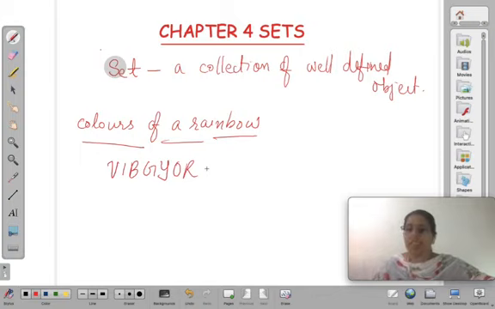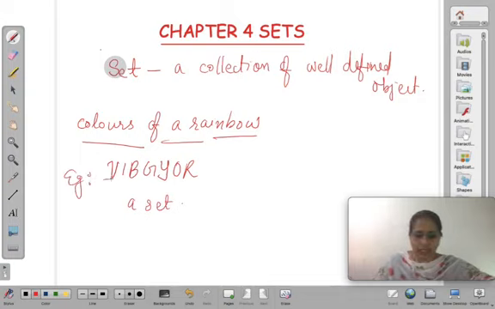Okay, it is well defined. We can see 7 colors in a rainbow and it is well defined. So we can say this one, colors of a rainbow, is a set. Example for set. Okay, then another one, the second one: interesting books in the library.